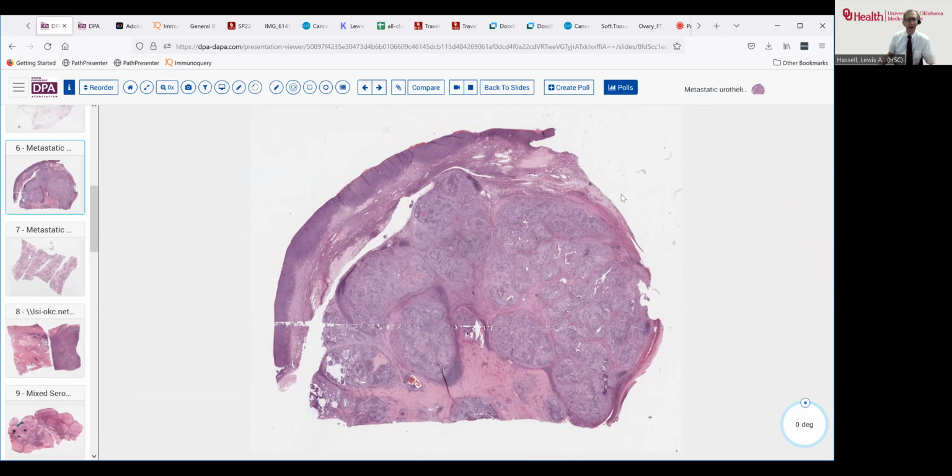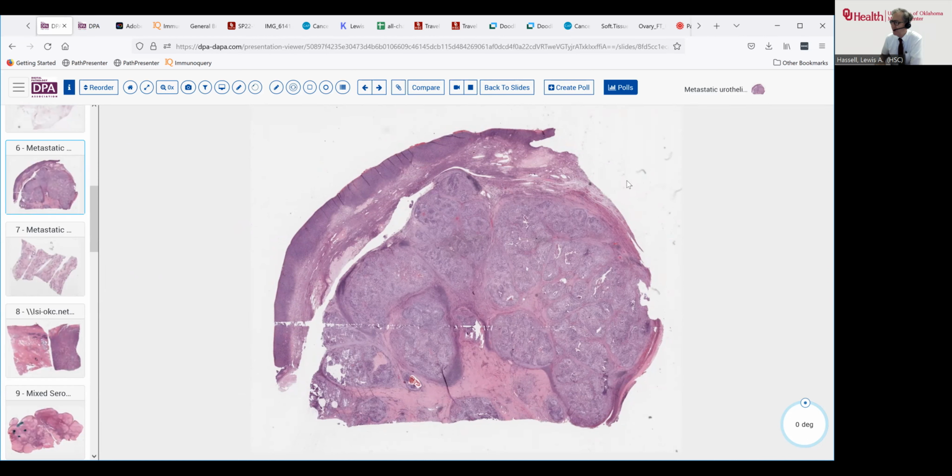Oh, I see that Dr. Tseng, you've raised your hand. Would you like to speak up and ask a question? Yes. So, Dr. Hassel, is there a clear-cut criteria between the microinvasion and the true invasion in the previous case? Yes, that's a very good question.